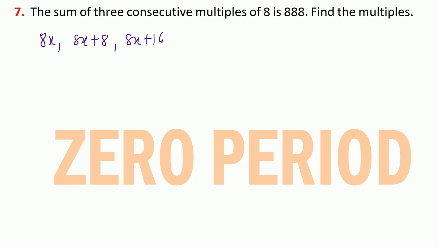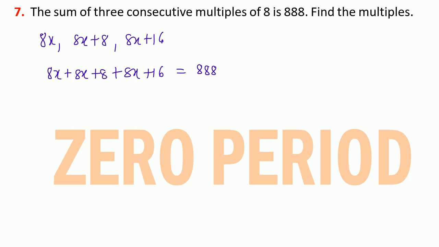Understand? The numbers are consecutive and multiples of 8. These two conditions need to be fulfilled for the numbers which we are going to take. So let us take the first number 8x, then 8x plus 8, and then 8x plus 16, and then add together. 8x plus 8x plus 8 plus 8x plus 16 is equal to 888.